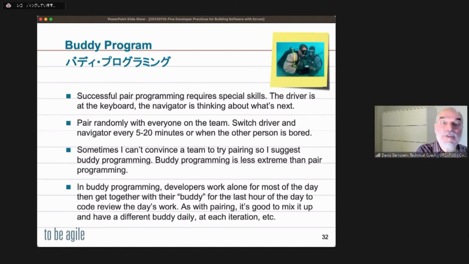We actually don't do that in buddy programming. In buddy programming, we work on our own for the whole day. But the last hour of the day, we get with our buddy and we do code reviews. And oftentimes, doing this for a couple of weeks or months gives the team enough confidence to try pairing. And pairing is, I think, one of the most powerful activities because we can learn so much from each other.